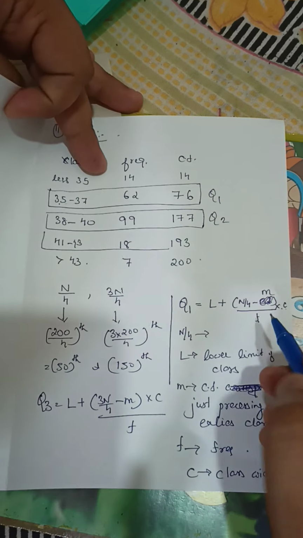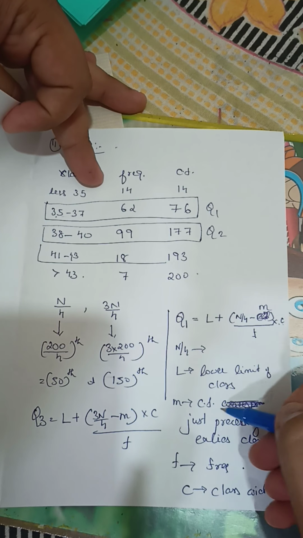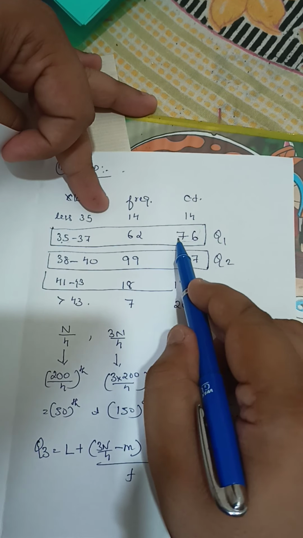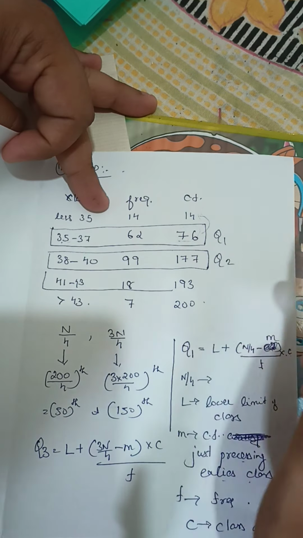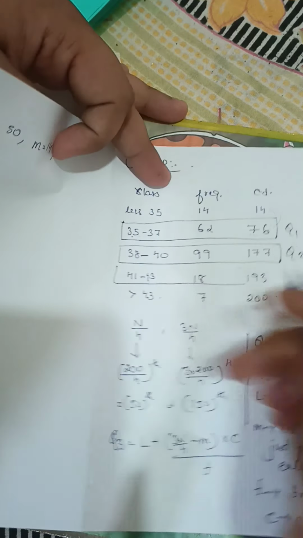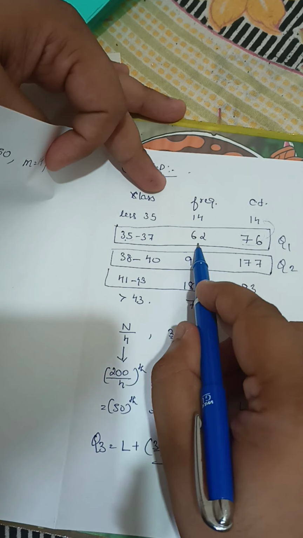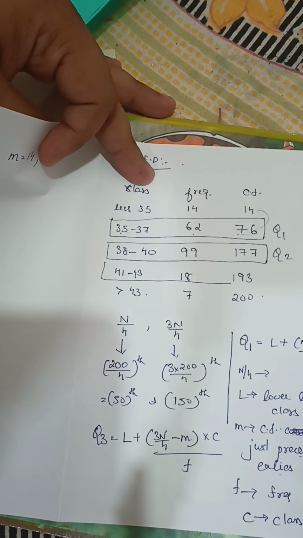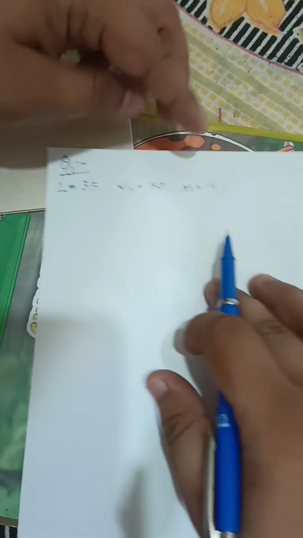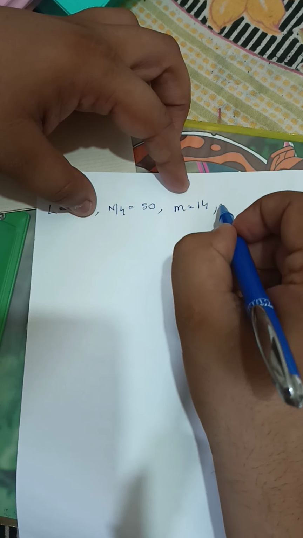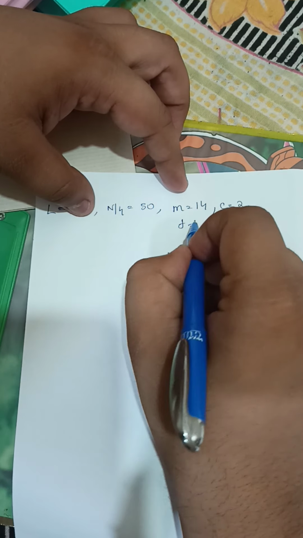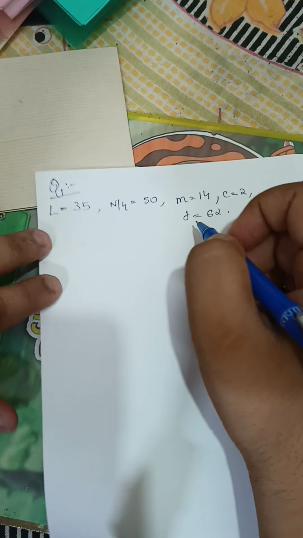Then the next term is M, the cumulative frequency just preceding this class. So the cumulative frequency of the preceding class is 14. So here M equal to 14. Then frequency F is 62, and C is class width, which is 2. So if you substitute in this, you will get the answer.